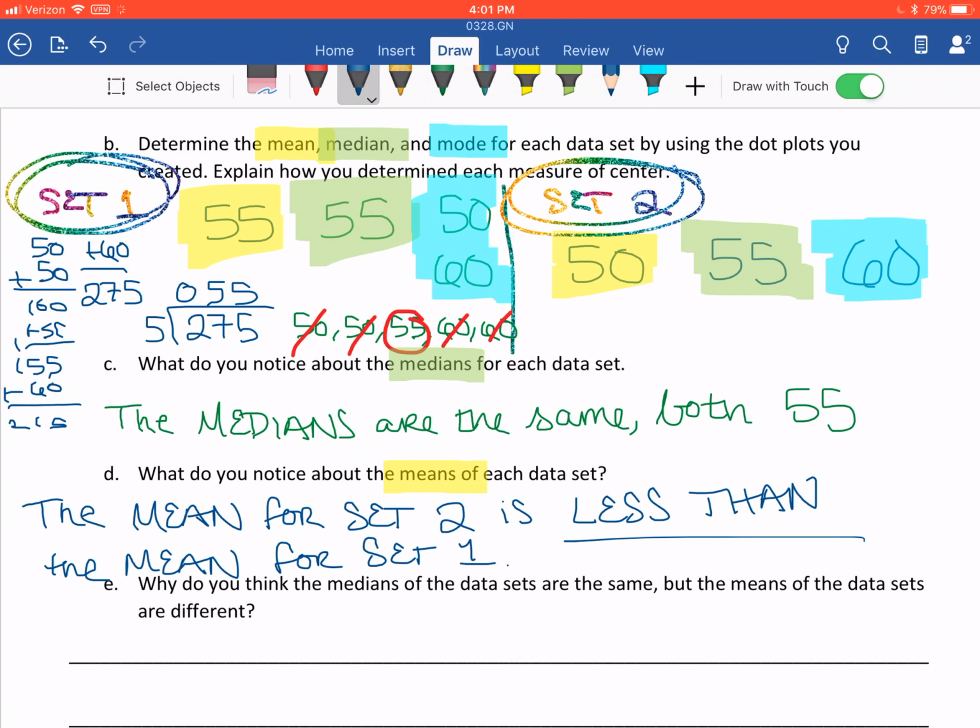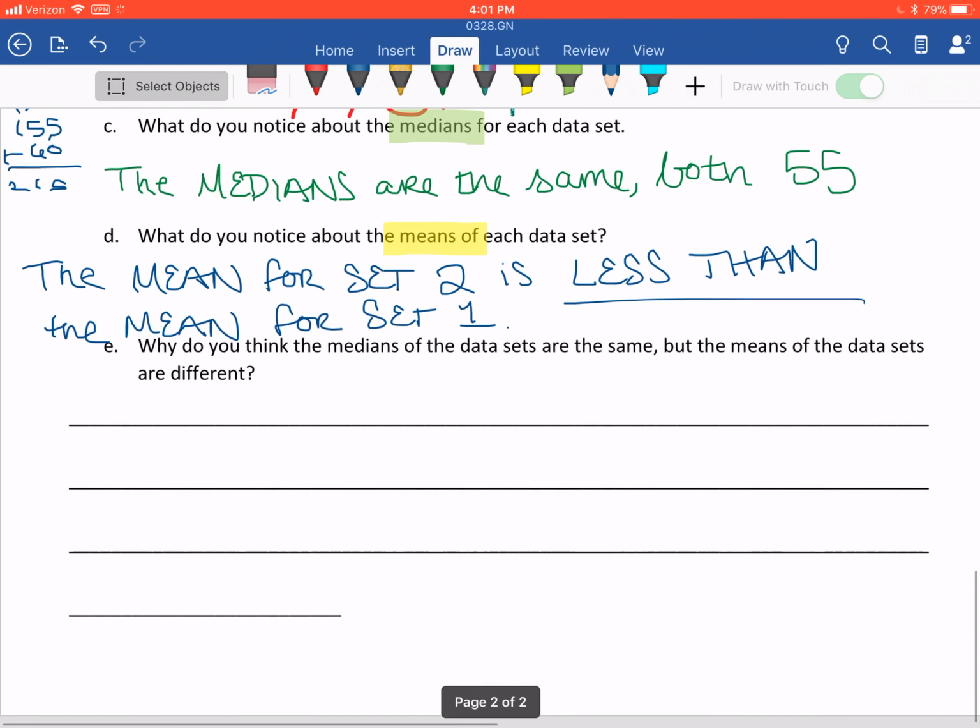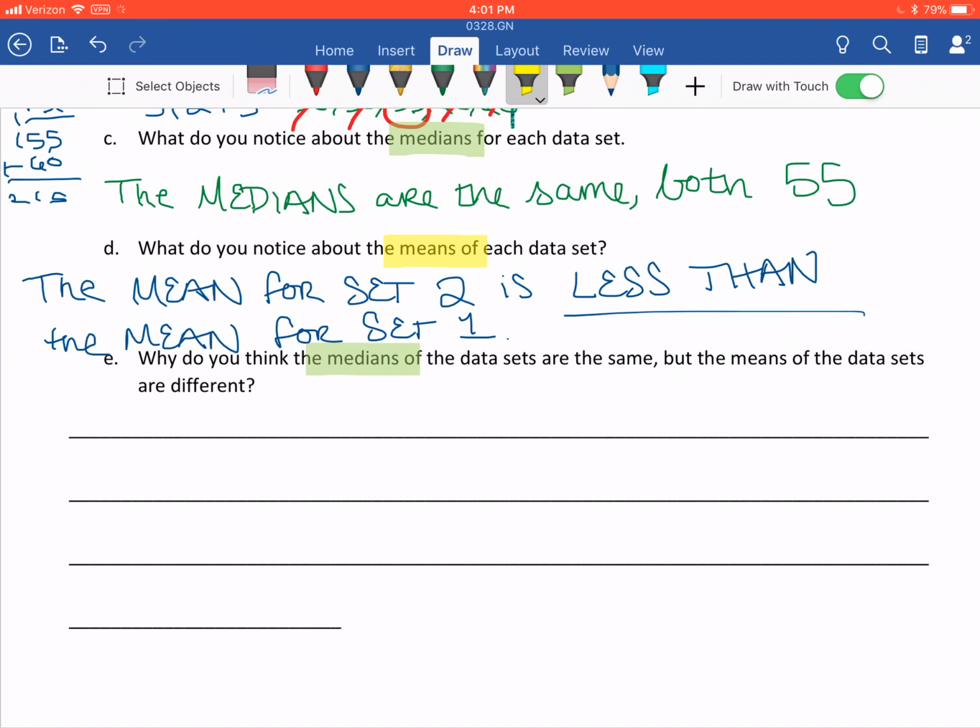All right, this is the end of the guided portion of the notes. Your homework is to speculate down here, why do you think the medians are the same? So the medians are what we highlighted in green, but the means are different. So we said that those medians were the same, but the means are different. So you're going to tell me why. I want you to fill up all of these lines with why you think.